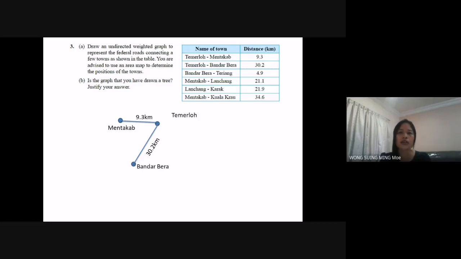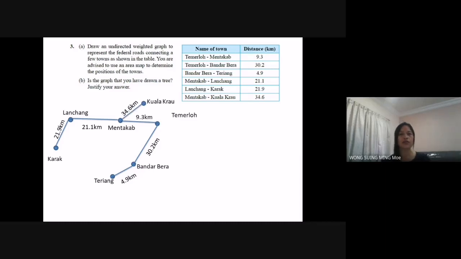Banda Bera to Terian, 4.9 kilometers. So Terian is here, and you draw the edge and label it 4.9 kilometers. And Mentakap to Lanchang, 21.1 kilometers. Next, Lanchang to Kara, 21.9. And the last one, Mentakap to Kuala Krau, 34.6.